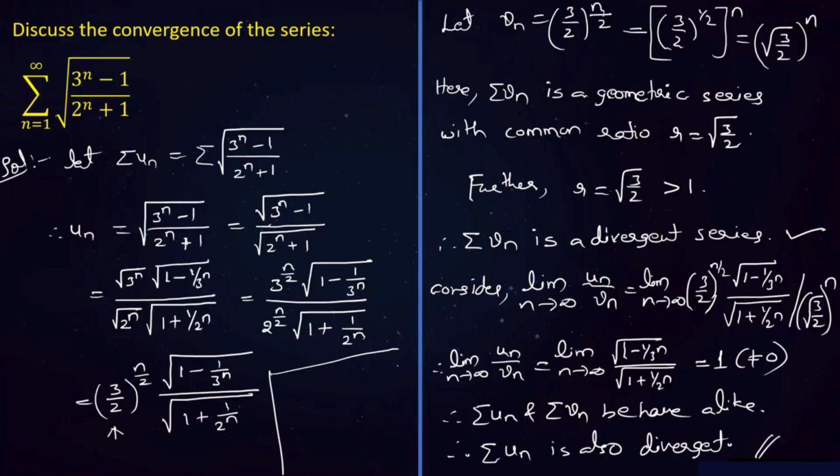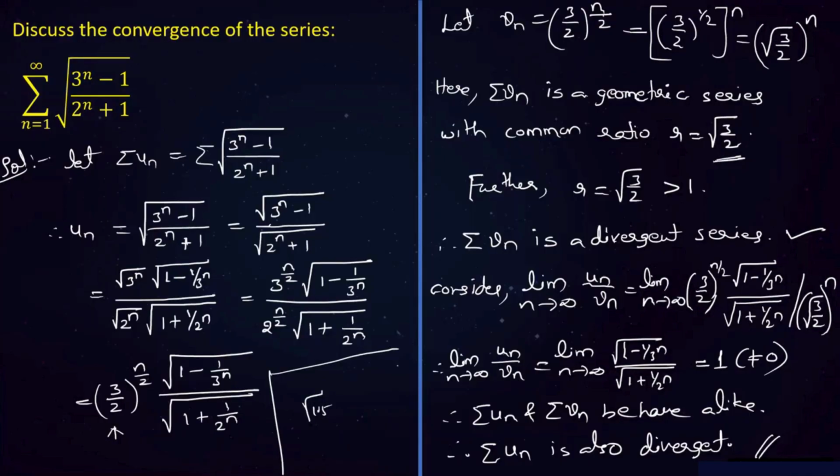Now, that's how you can see this summation Vn is a geometric series with common ratio root 3 by 2, right? As we know, for a geometric series, if that r is less than 1, we say it is a convergent series. And when r is greater than or equal to 1, we say it is a divergent series, correct? Since root 3 by 2 means root 1.5. As we know, root 1 itself is equal to 1.